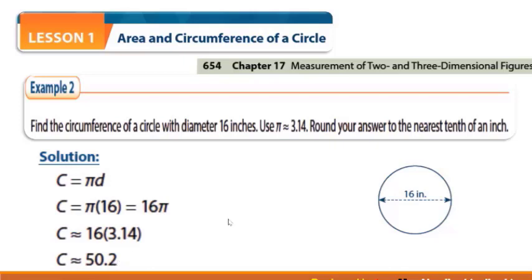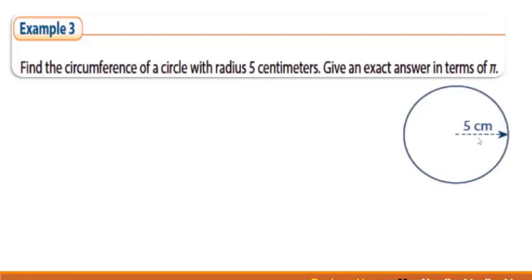Now we're going to another example. I give you the last example, example 2, with diameter. But here I give you the radius. My radius is 5 centimeters. So we have a circle with radius 5 centimeters. This means half of the diameter. So we have to reuse this formula.